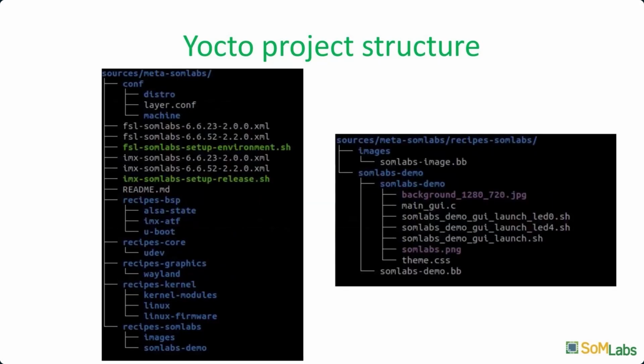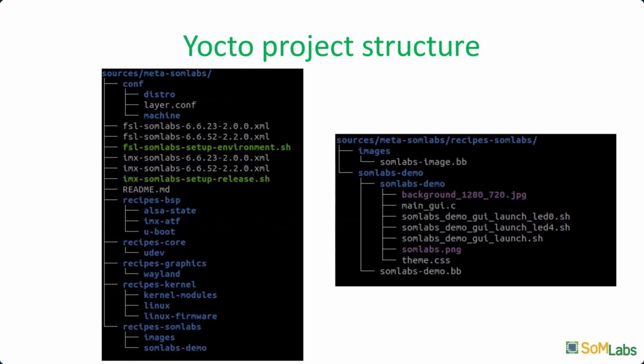And now let's take a look into one of the meta layers. Meta SoMLabs is a simple layer, so it acts as a nice reference of how the structure is, because each meta layer looks very similar. Of course, they have different packages and configuration files, but the structure of the directories and files remains the same. So we have a configuration directory with a layer configuration file, which describes what it is and how it should be built together with other meta layers.